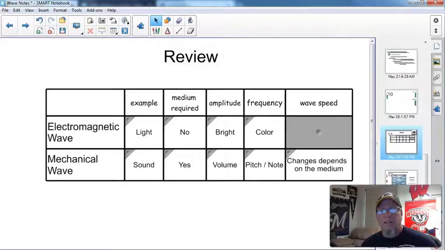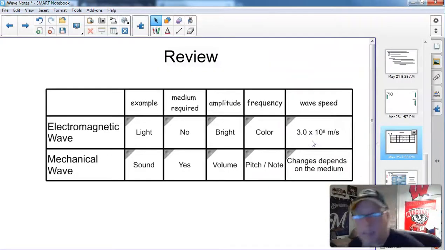And then lastly on my chart, you have the speed of light. The speed of all electromagnetic waves will always be the same. It's always going to be 3.0. It's never going to stop.